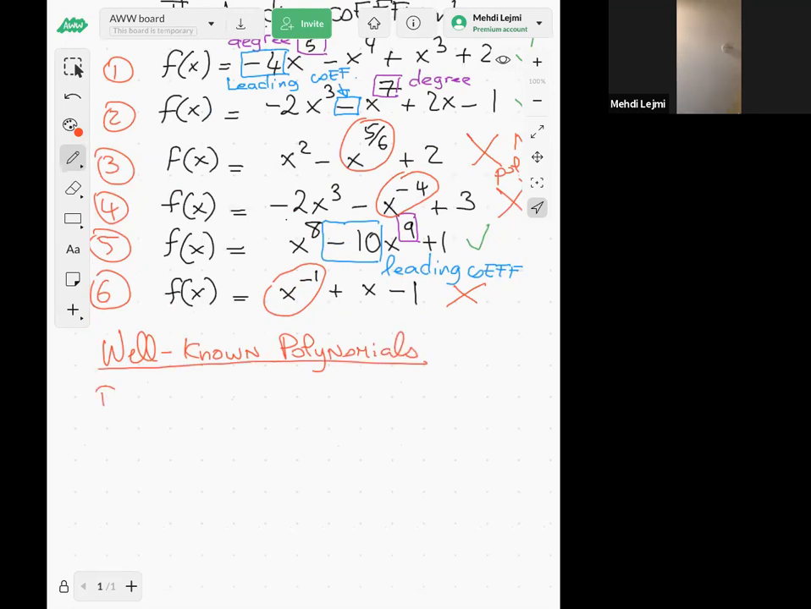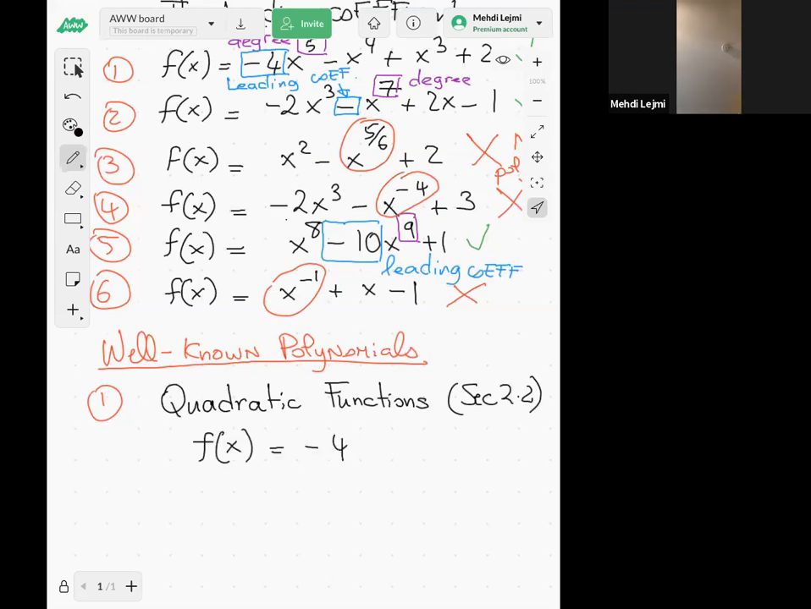Okay, so first we have quadratic functions, right? And we know how to graph quadratic functions. That's section 2.2, quadratic functions. So again, a quadratic function, for example, f of x equals -4x squared minus x plus 1.